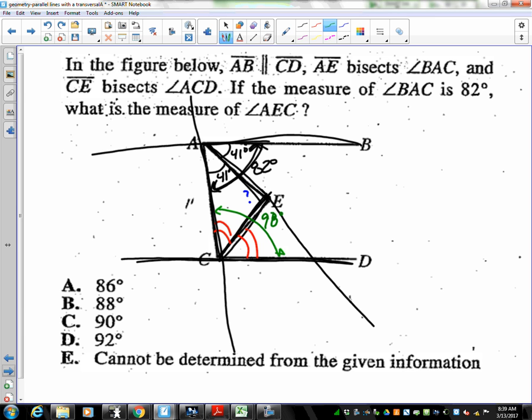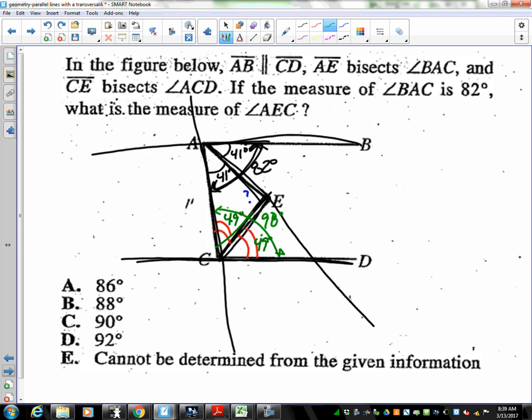Okay, so notice I'm not necessarily finding that angle first, but I'm going to find it eventually. Since these two red angles are bisected here, I can just do 98 divided by 2, and that's going to be 49. So that one's 49, and that one's 49.